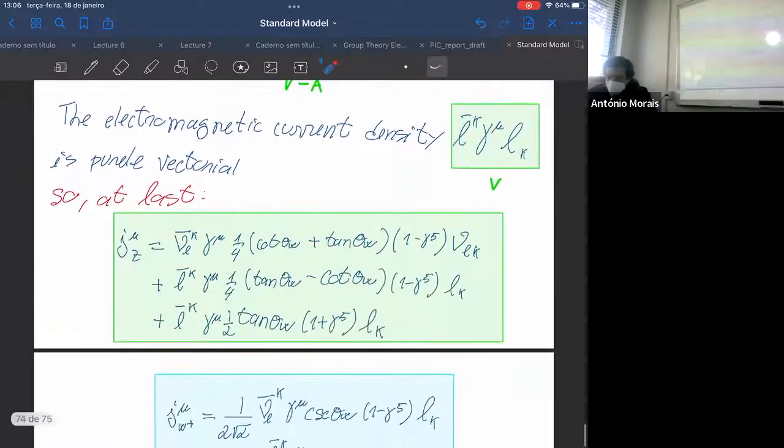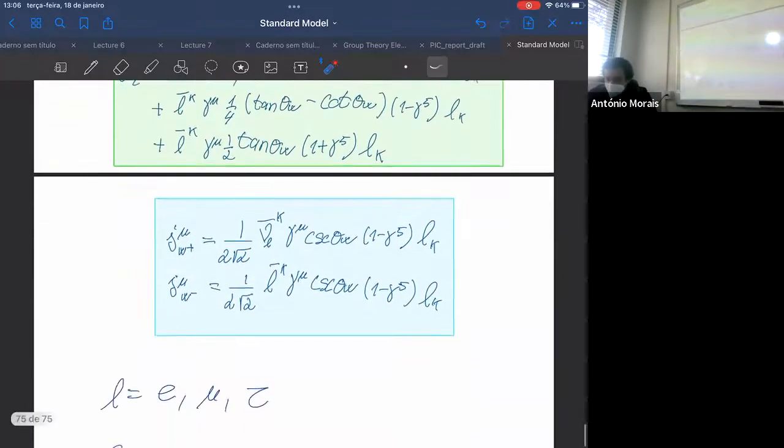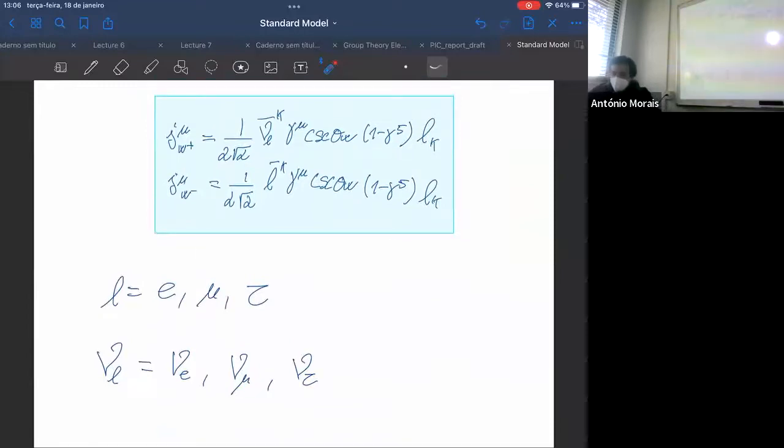So at last, you can write the electromagnetic current in terms of Dirac fermions, not its chiral projections. This is the structure of the current, and it's nice because you can immediately understand whether these currents are vector, axial vector, or vector minus axial vector, with L equal to e, mu, tau and nu L equal to nu e, mu, tau.